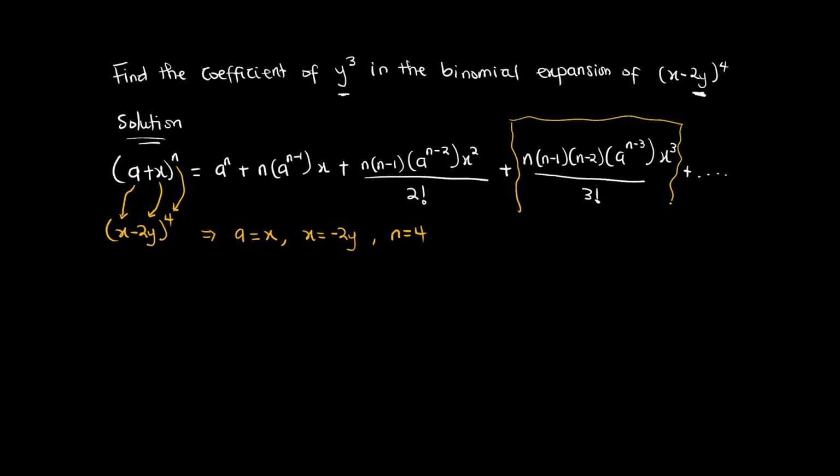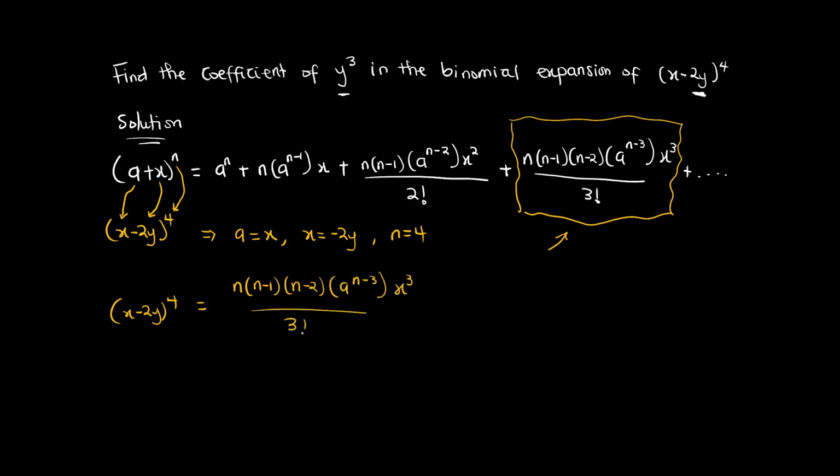We'll find it over here. Because mind you, the x raised to the power 3 over here is minus 2y raised to the power 3, so we'll get y power 3 over here. Okay? So we are using this. So our answer for this particular one, x minus 2y raised to the power 4, will be equal to n(n minus 1)(n minus 2) a^(n minus 3) x cubed all over 3 factorial.